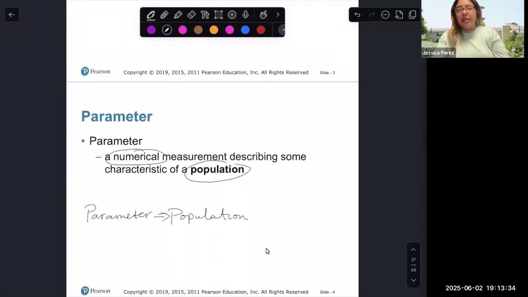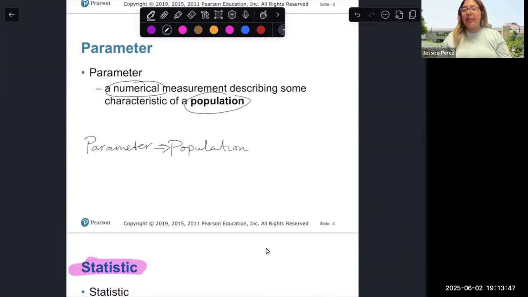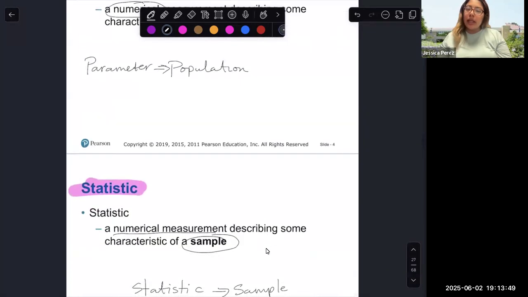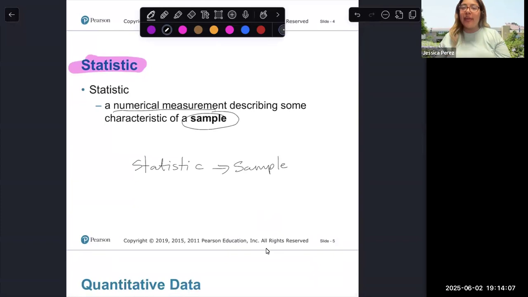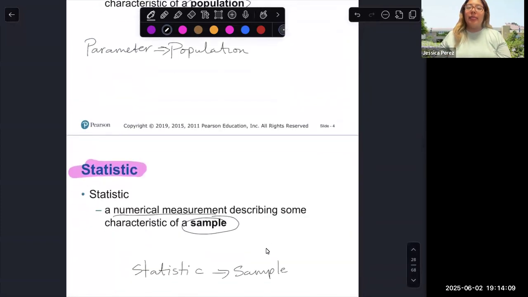Let's talk about a definition, parameter. A parameter is a numerical measure describing some characteristic of a population. So parameter goes with population. You're describing a measurement of a population specifically. Whereas a statistic is also a numerical measure, but this time you're describing some characteristic of a sample. So make sure you note the difference. A parameter goes with population, a statistic goes with a sample. So statistics and samples go together. Parameter and population go together.